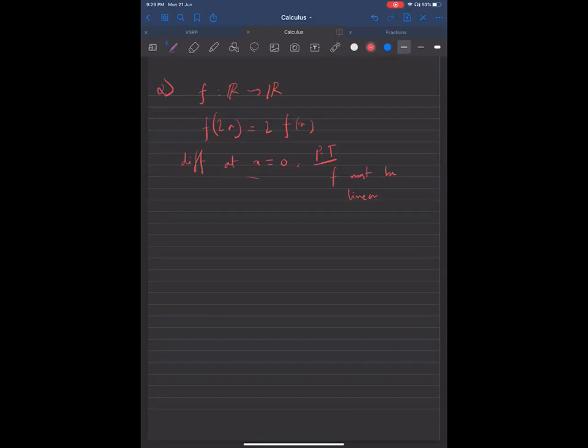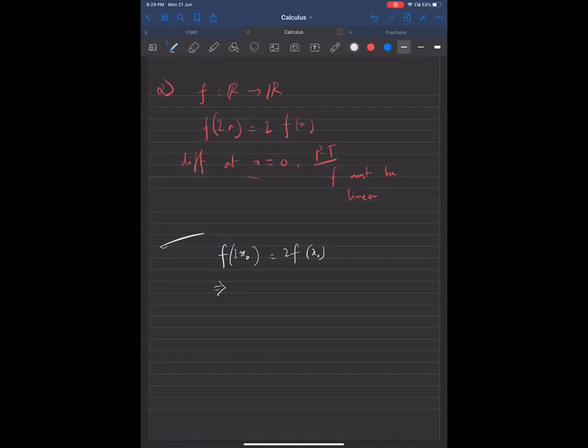So when we try like this, we write f of x naught is equal to 2 into f of x naught by 2, and we go up to the limit as n tends to infinity, f of x naught by 2 to the power n, over 2 to the power n.